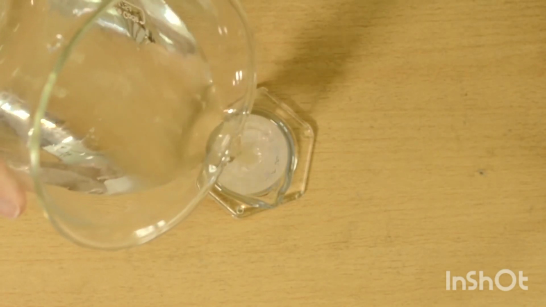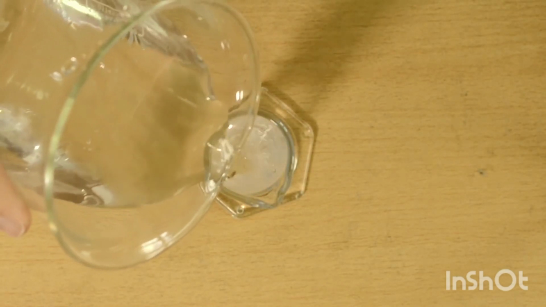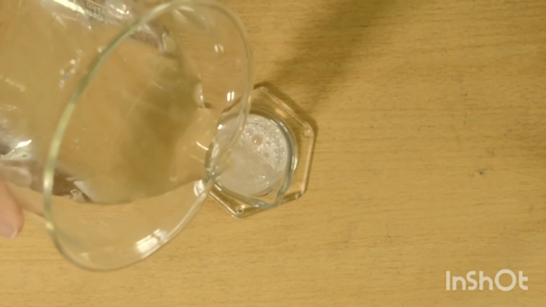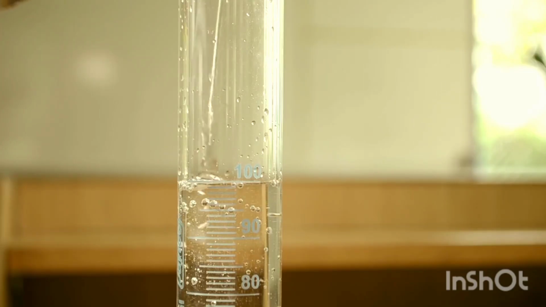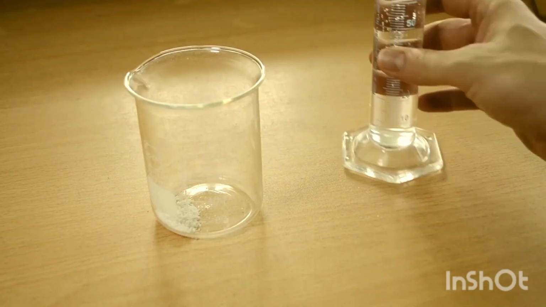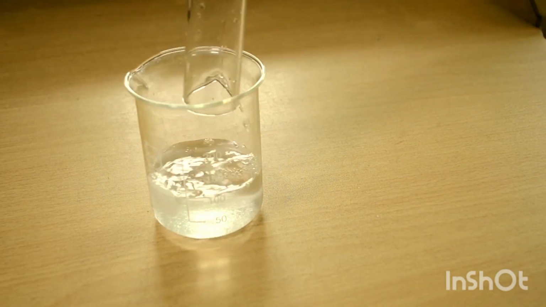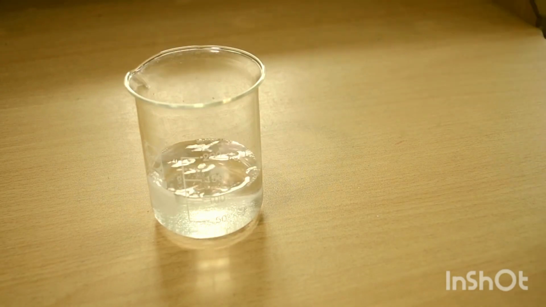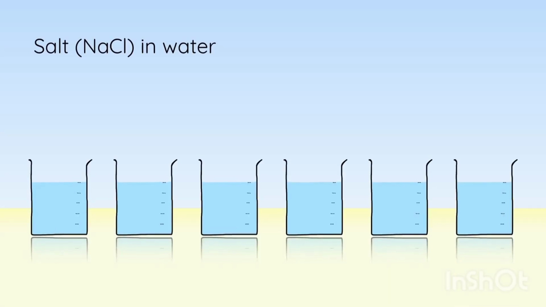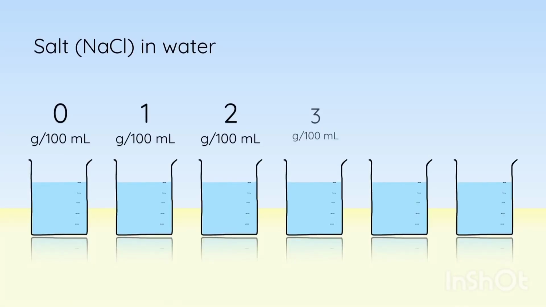Once that's in the beaker, you need 100 milliliters of water. Pour into the measuring cylinder, keeping your eyes on level with 100 ml until it reaches the line, and then add that to your salt. Here we've just made a salt solution of 1 gram per 100 milliliters. In this experiment we need 6 solutions, 0 grams per 100 ml, which is just pure water, and 1 to 5 grams per 100 ml in 1 gram increments.